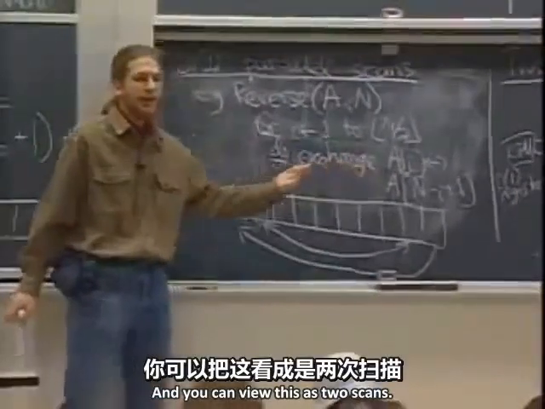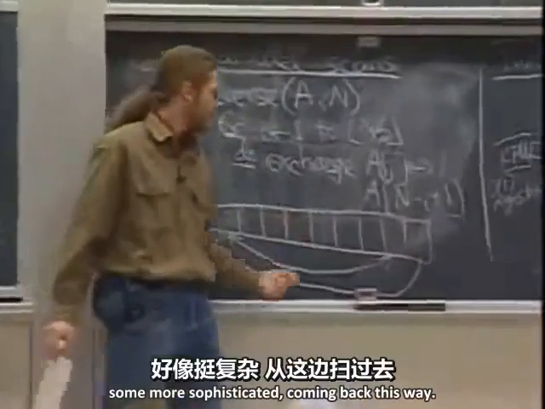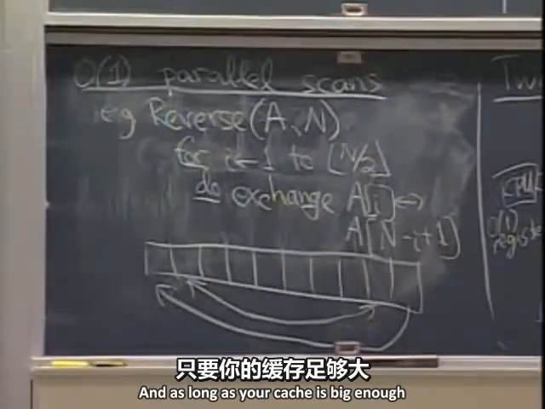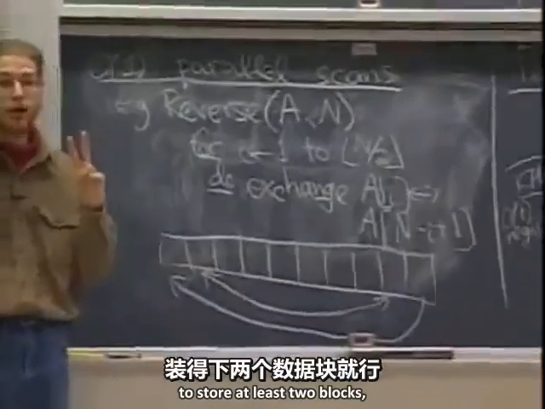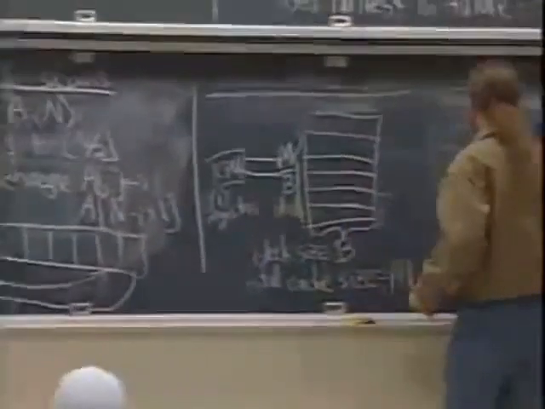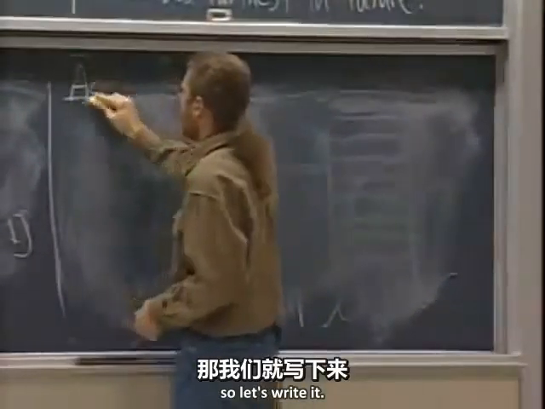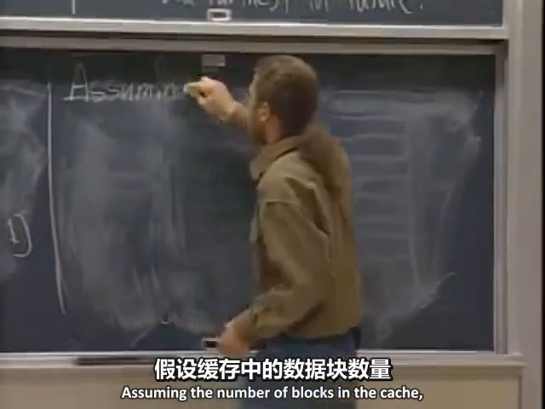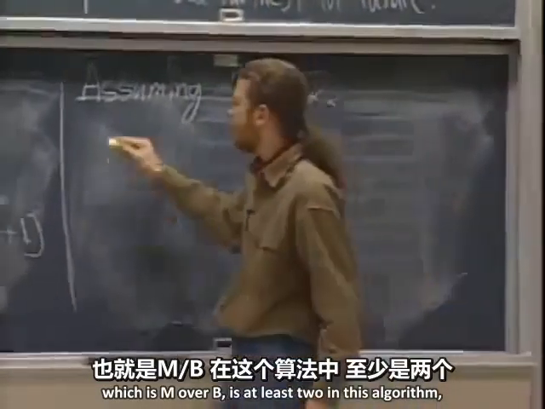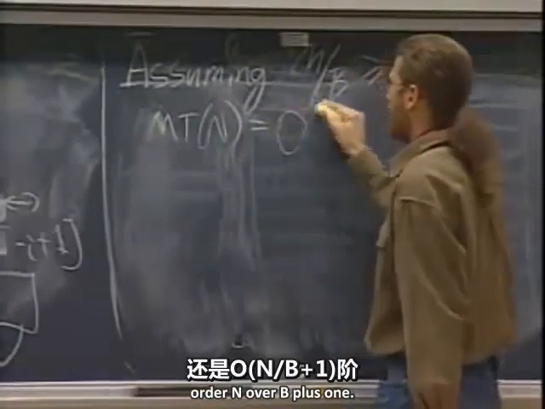And you can view this as a scan, as 2 scans. There's one scan that's coming in this way. There's also a reverse scan, coming back this way. Of course, reverse scan has the same analysis. And as long as your cache is big enough to store at least 2 blocks, which is a pretty reasonable assumption. So let's write it. Assuming the number of blocks in the cache, which is M over B, is at least 2, in this algorithm, the number of memory transfers is still order n over B plus 1.